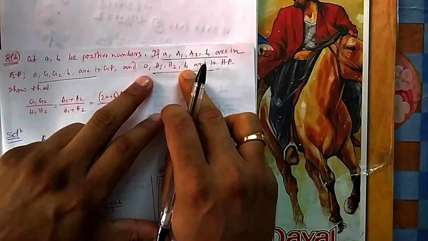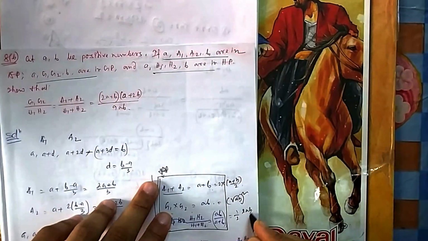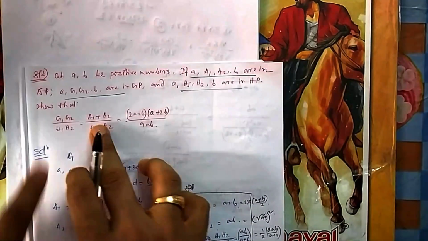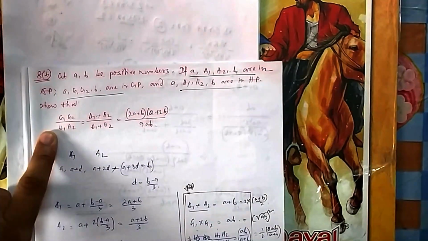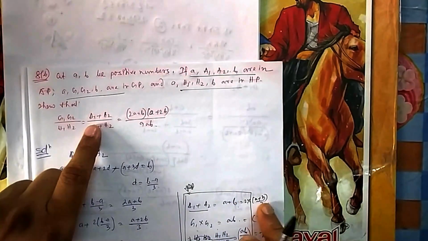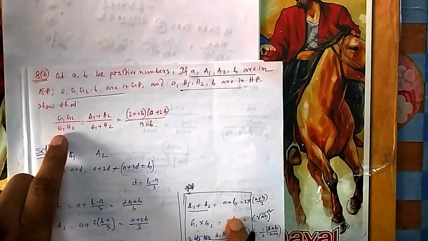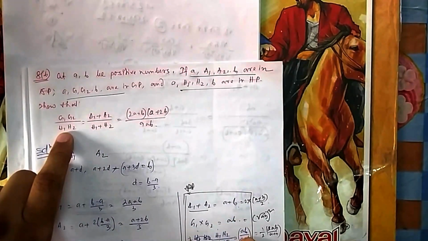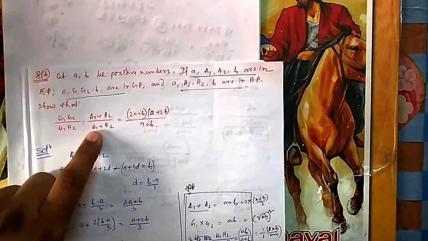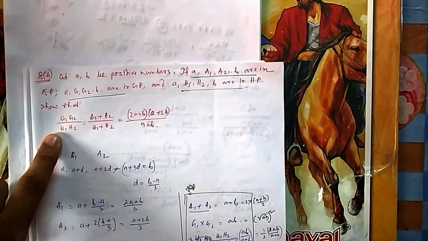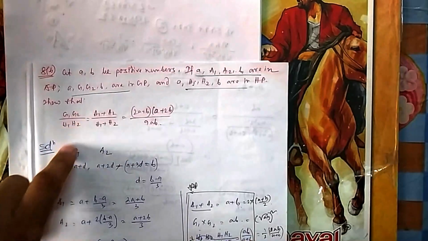What will be the HM of A and B? 2AB by (A plus B). So the 2 gets cancelled, originally this one. So if you know all these things, you can put it here and you can see it is satisfied. You can already see, if you put A1 plus A2, that is A plus B, H1 H2 is this one, that is AB. So here it is already AB, and then you can see here if you put these two, G1 G2 by A1 A2, that is AB by (A plus B), H1 H2 by H1 plus H2 is AB by (A plus B). So this is already proved.